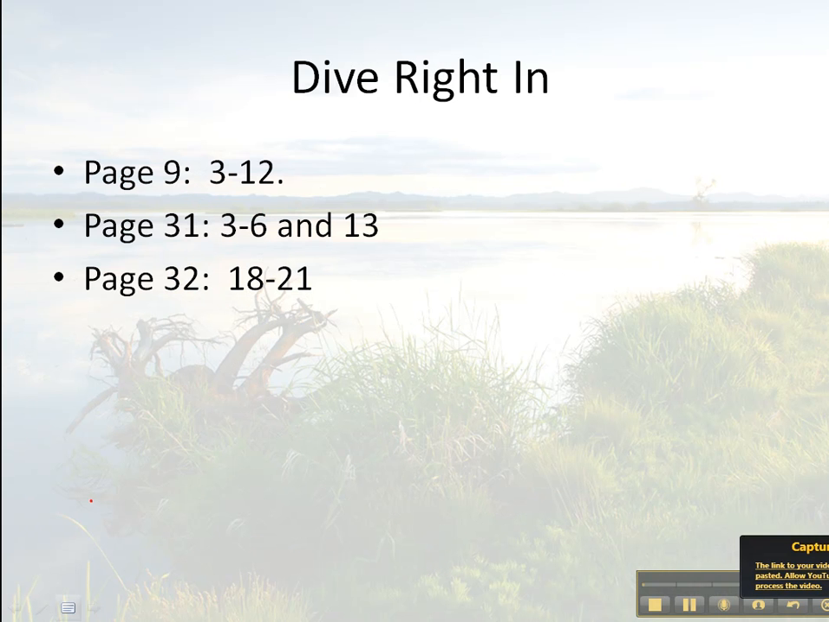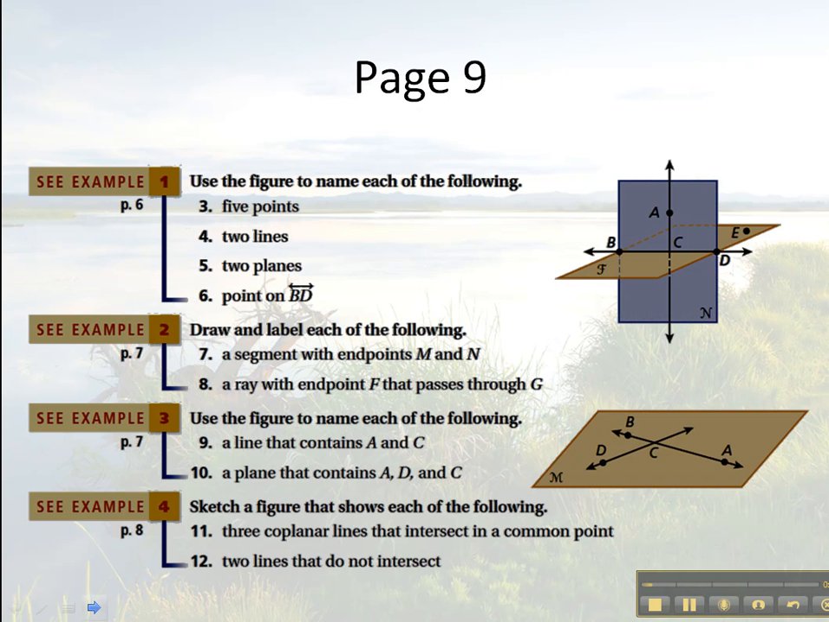These are the problems that they needed to complete during class. It's page 9, numbers 3 through 12, page 31, numbers 3 through 6, and then number 13, and page 32, numbers 8 through 21. So I'm going to work those out here. This is page 9, and all of the problems that you see needed to be done. We're using this figure over here to answer these questions.